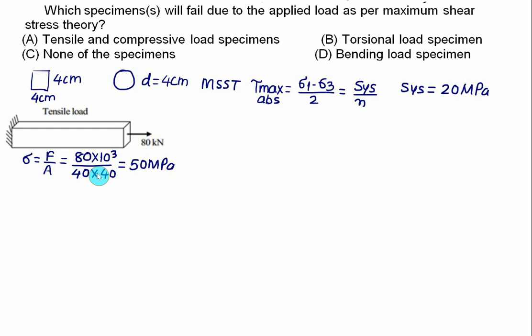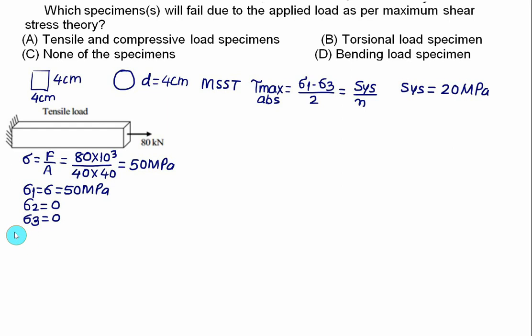So this is the only stress produced on the tensile load specimen, and therefore sigma 1 is equal to sigma, which is 50 megapascal. Sigma 2 will be equal to 0. Even the value of sigma 3 will be equal to 0. Now the concept here is which specimen will fail. It means that the value of tau max should exceed SYS. So we'll find the value of tau max, and check whether tau max exceeds SYS or not.